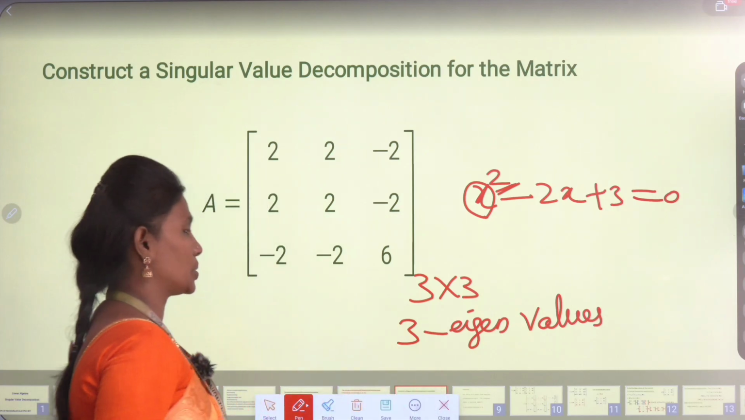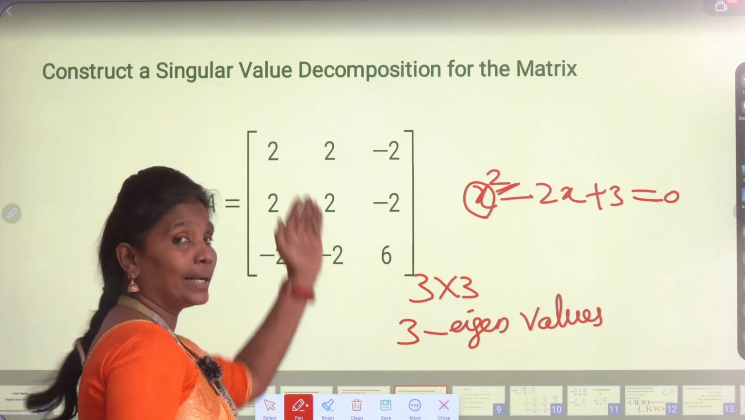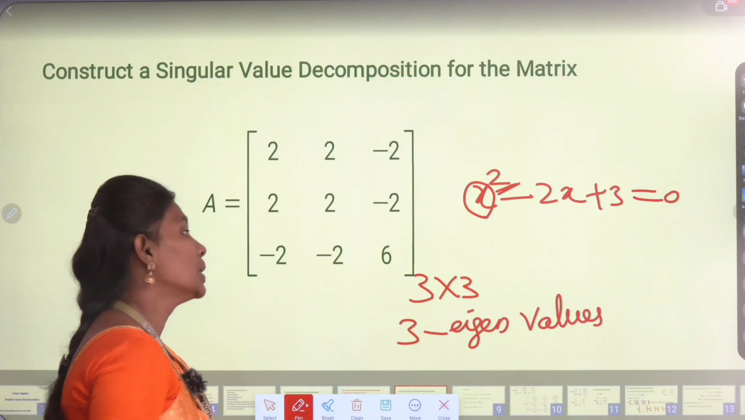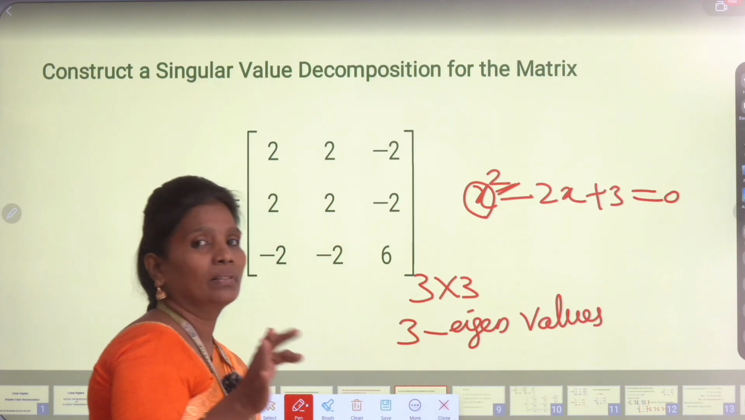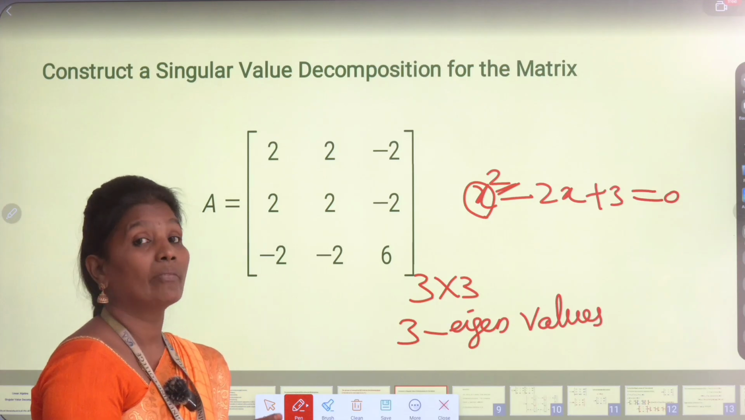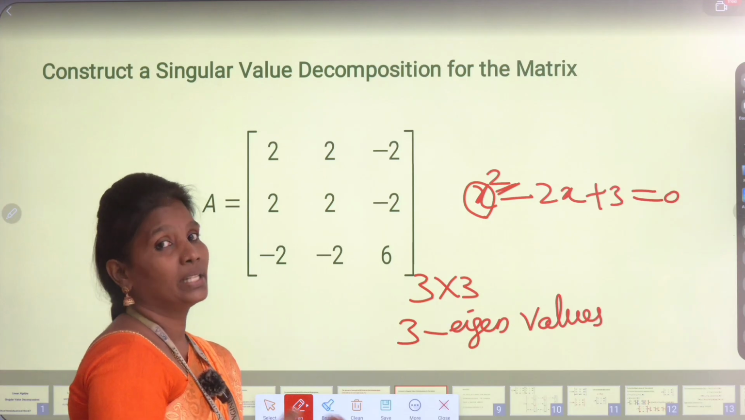So 3 eigenvalues. Suppose the columns are linearly dependent, as in the singular matrix. Linearly dependent means we don't get 3 proper eigenvalues. Any of the eigenvalues is going to be 0.